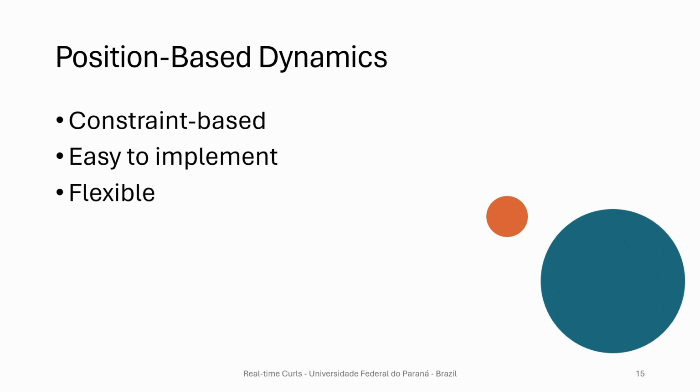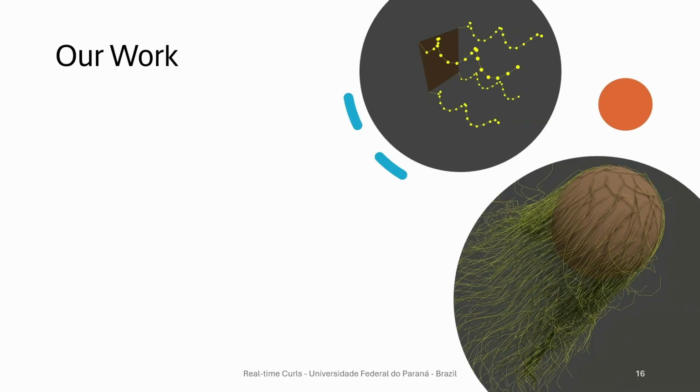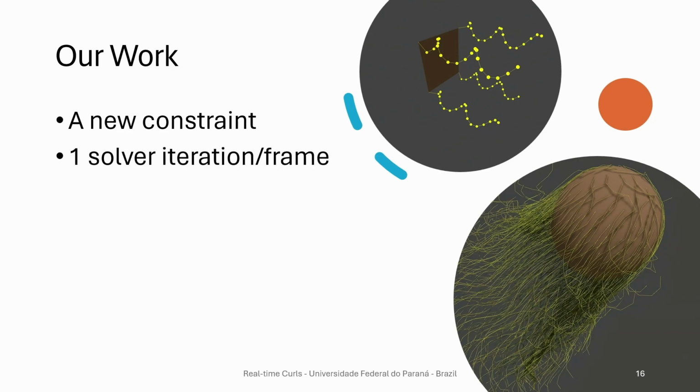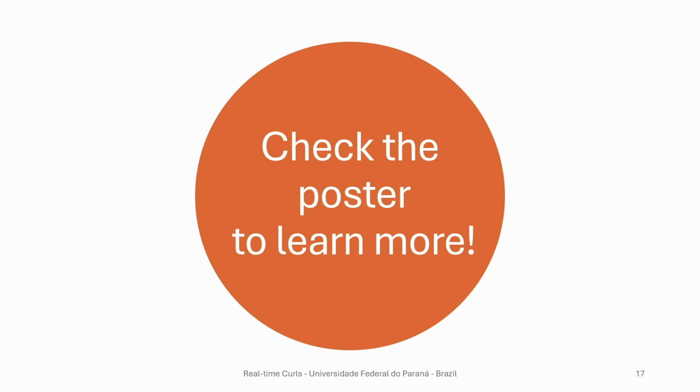And it's interesting because as long as you have the constraint, or you can describe your behavior as a constraint, you can simulate it. So basing our work on previous works, we managed to find a new constraint with which we can simulate hair and keep its shape using only one iteration per frame. And well, I invite you all to check the poster and see a live demo over there.